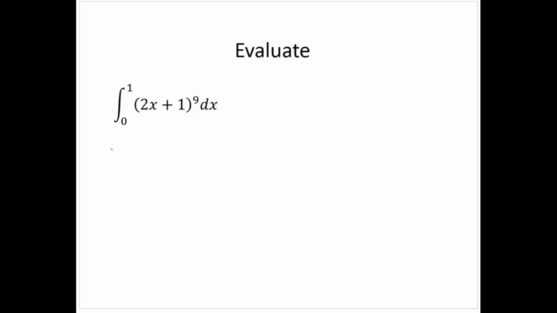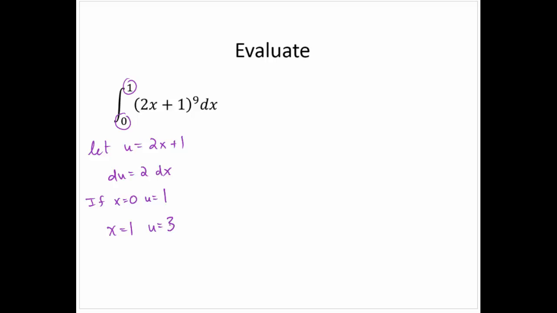So if I let u equal 2x plus 1, then du is 2 dx. So if I'm going to switch over to u's, I can do that. I've just got to be careful, though. I've got to also switch my limits of integration. All right, so if x is 0, u would be 2 times 0 plus 1, u would be 1. And if x equals 1, u would equal 2 times 1 plus 1 is 3.